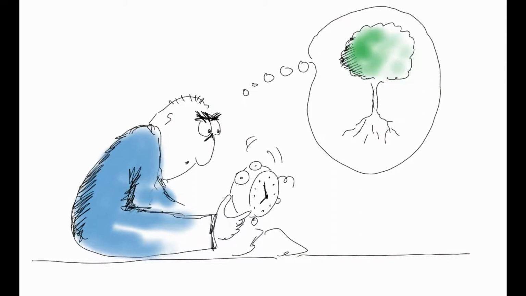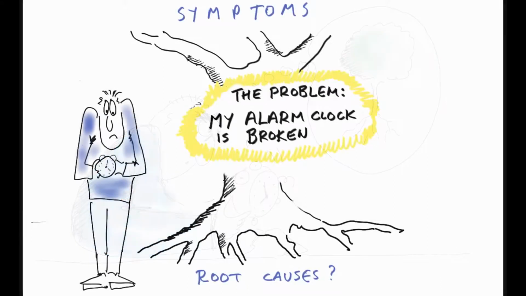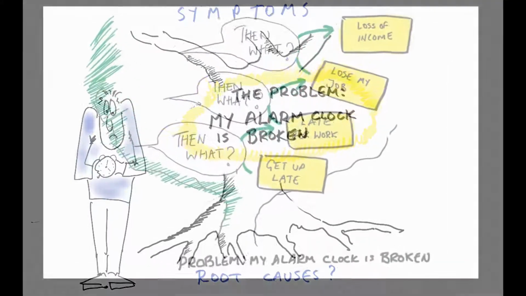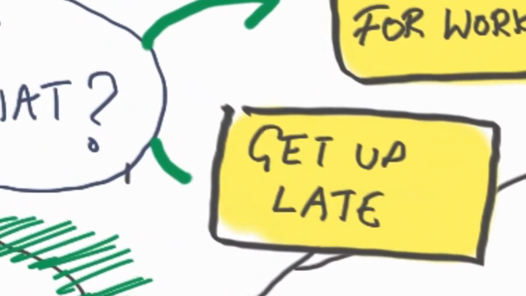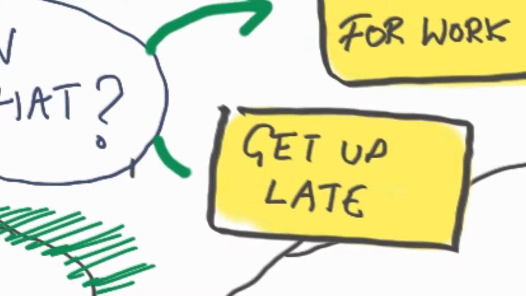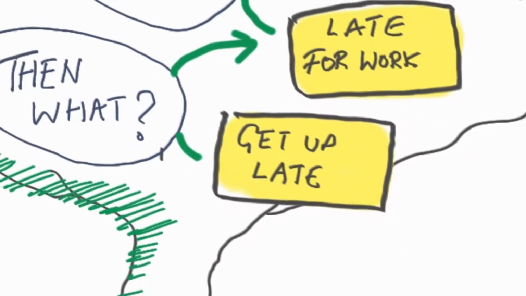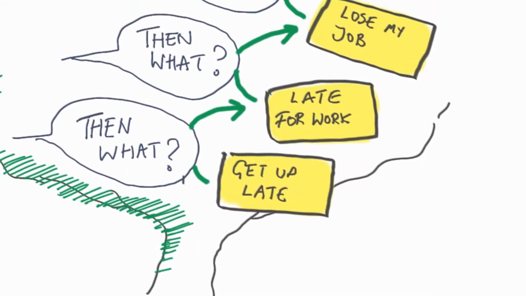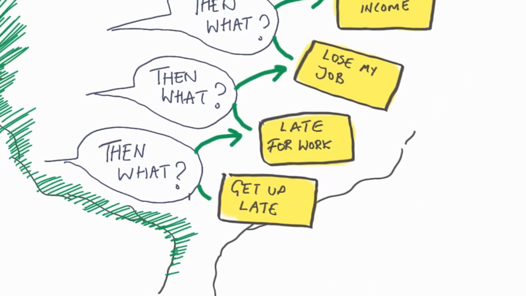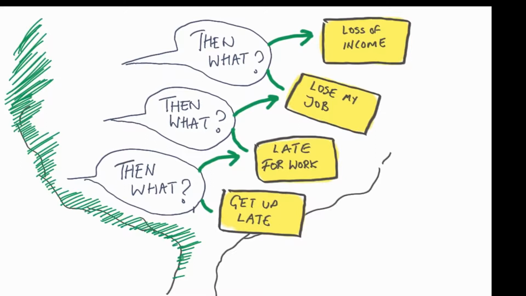Suppose your problem is that your alarm clock is broken. You would start by writing, "My alarm clock is broken," on the trunk of the tree. First, let's look at the symptoms or effects of your alarm clock being broken. One effect would be that you would get up late. So then you ask, "Then what?" Well, then you would be late for work. Then what? You could lose your job, and that would lead to a loss of income.